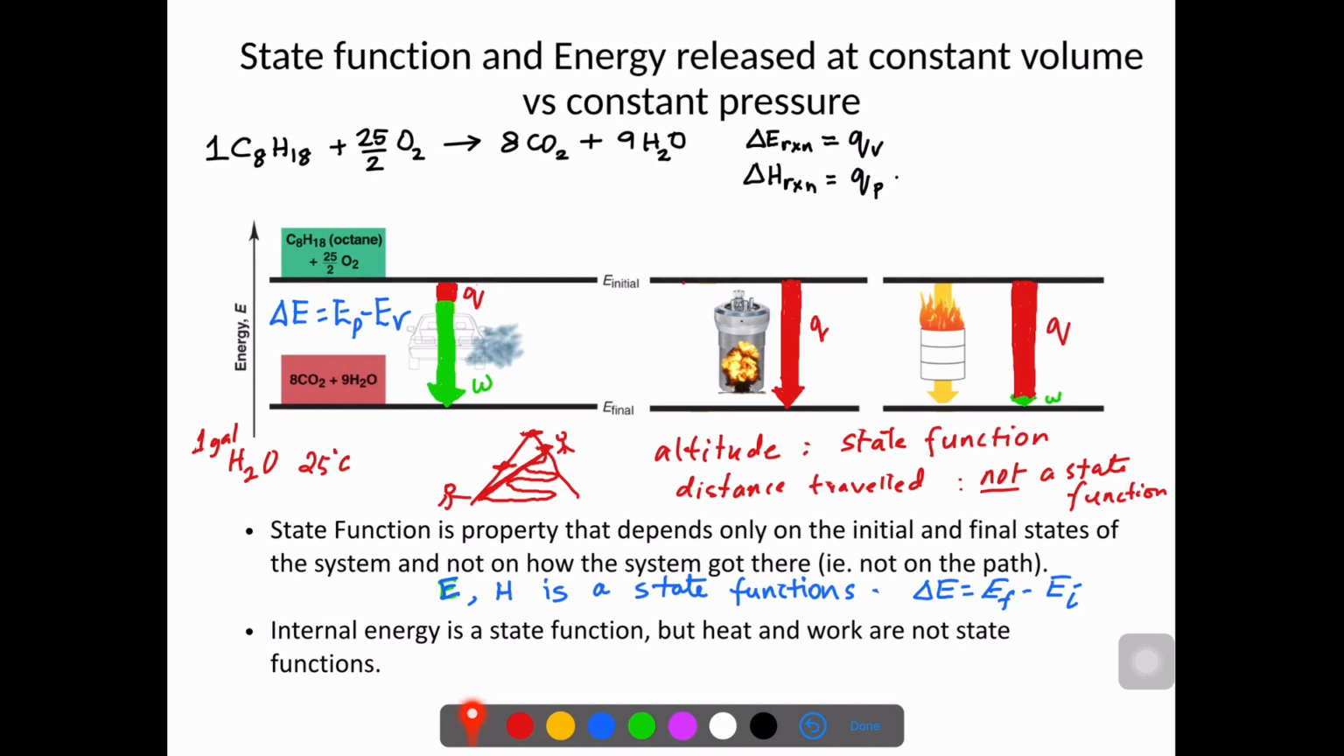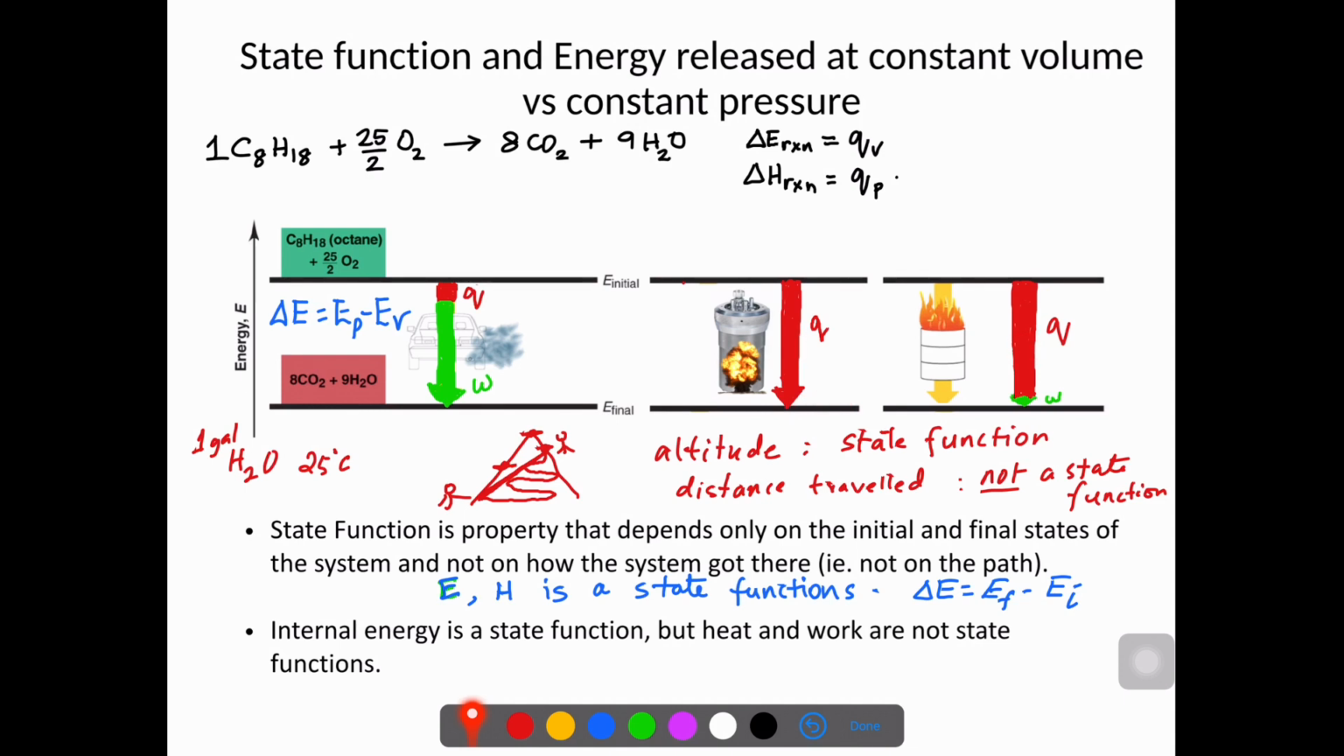Whereas if you look at Q and W, they depend on how you carried the reaction. If you carried out this reaction in a combustion engine, you derived a lot of work out of it. If you just burnt it at constant volume, you did not get very much work. Here, actually, the work is zero. Most of it is converted into heat in these cases.